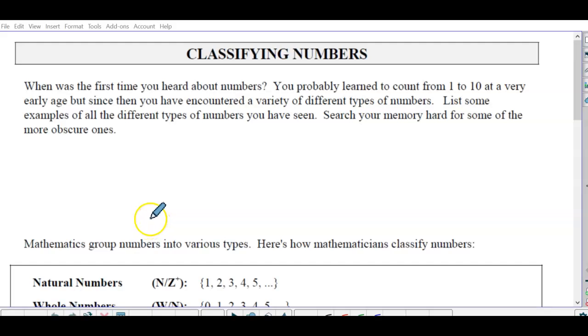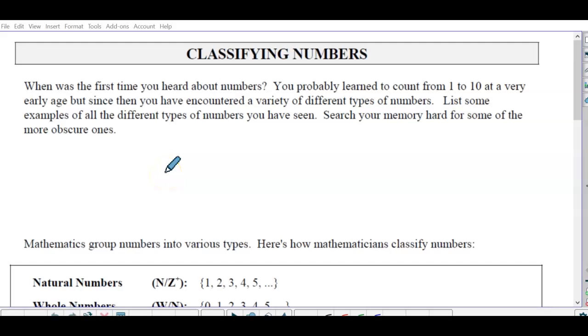Classifying numbers. So this is the first note sheet in this unit. Basically, we are reviewing all the number systems and classifying numbers in the real number system. So let's take a look at the first part.